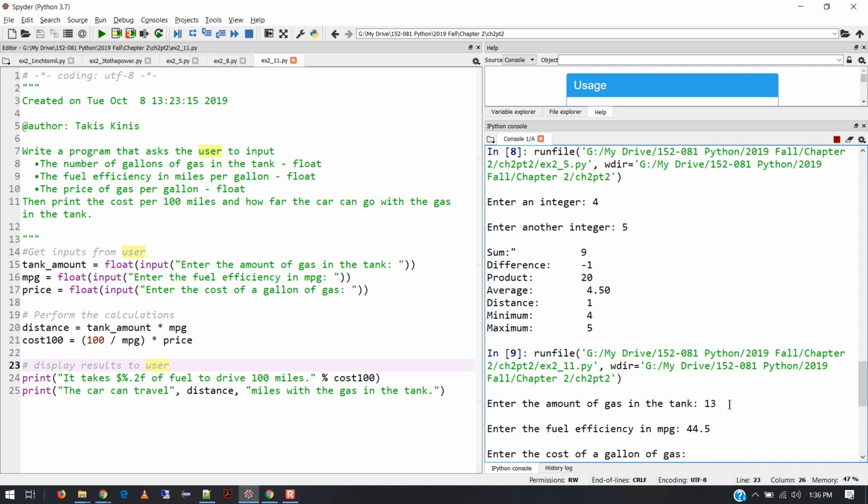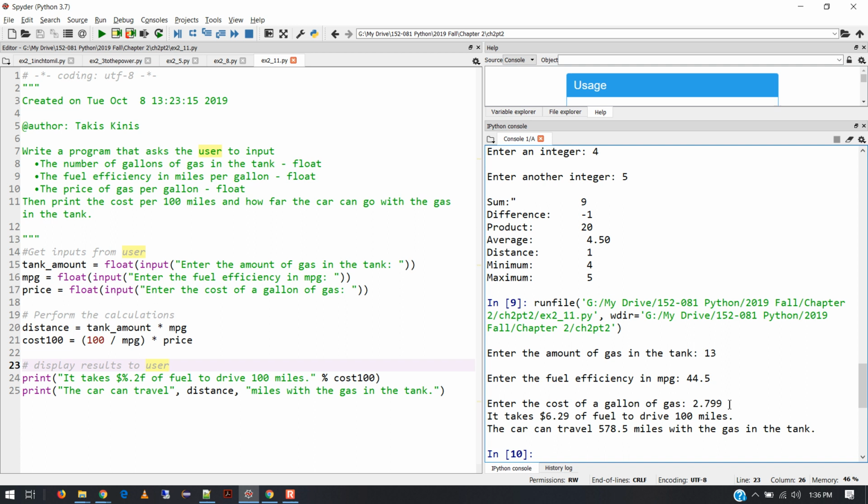Enter the cost of a gallon of gas. All right, well, diesel right now, depending on where you get it from, at least for me, so this isn't gas, it's diesel, whatever. I can get diesel right now for $2.799. It seems to be a going rate. So it takes $6.29 of fuel to drive 100 miles. That's pretty good, actually, right? Cheaper than taking a bus, probably. The car can travel 578.5 miles with the gas in the tank.